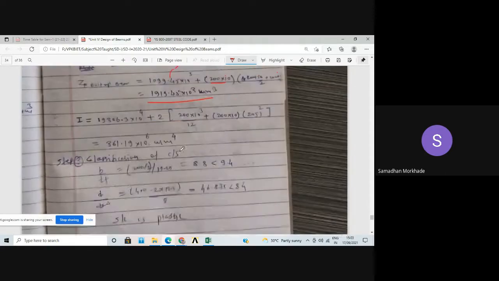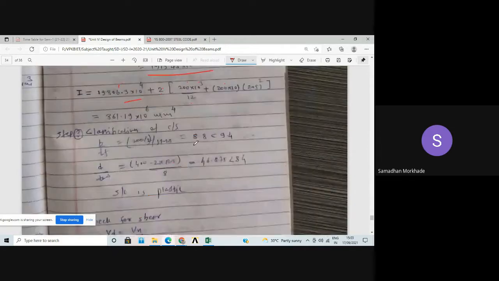Moment of inertia: use parallel axis theorem. This is the Ixx of ISLB 400 plus the two cover plates, 2 into bt cube by 12, for a rectangular plate, the width into thickness cube divided by 12, plus A H square, area of cover plate into H, the distance between two parallel axes, that is Y1, 205. So its moment of inertia is 361.19.